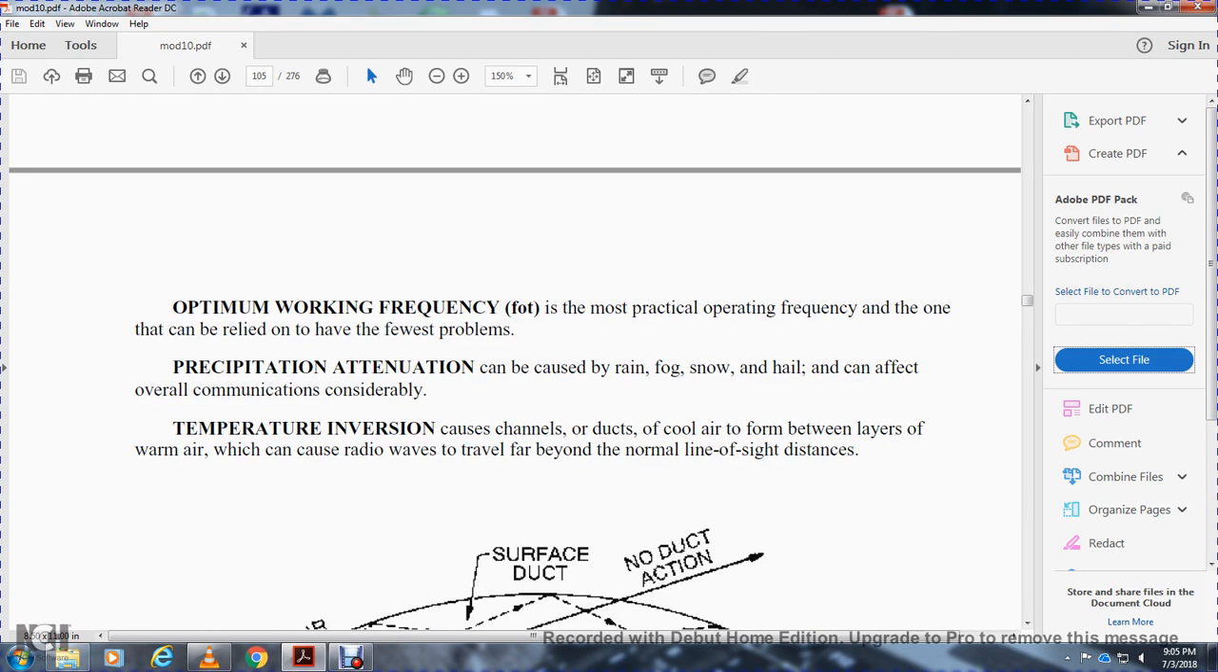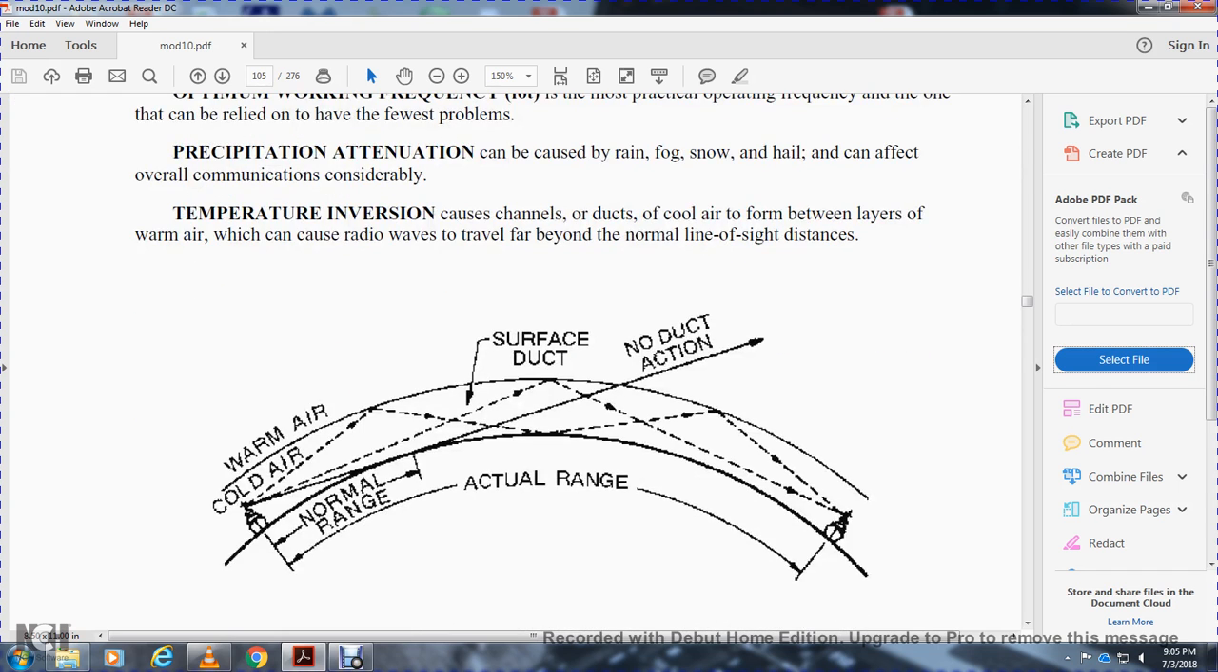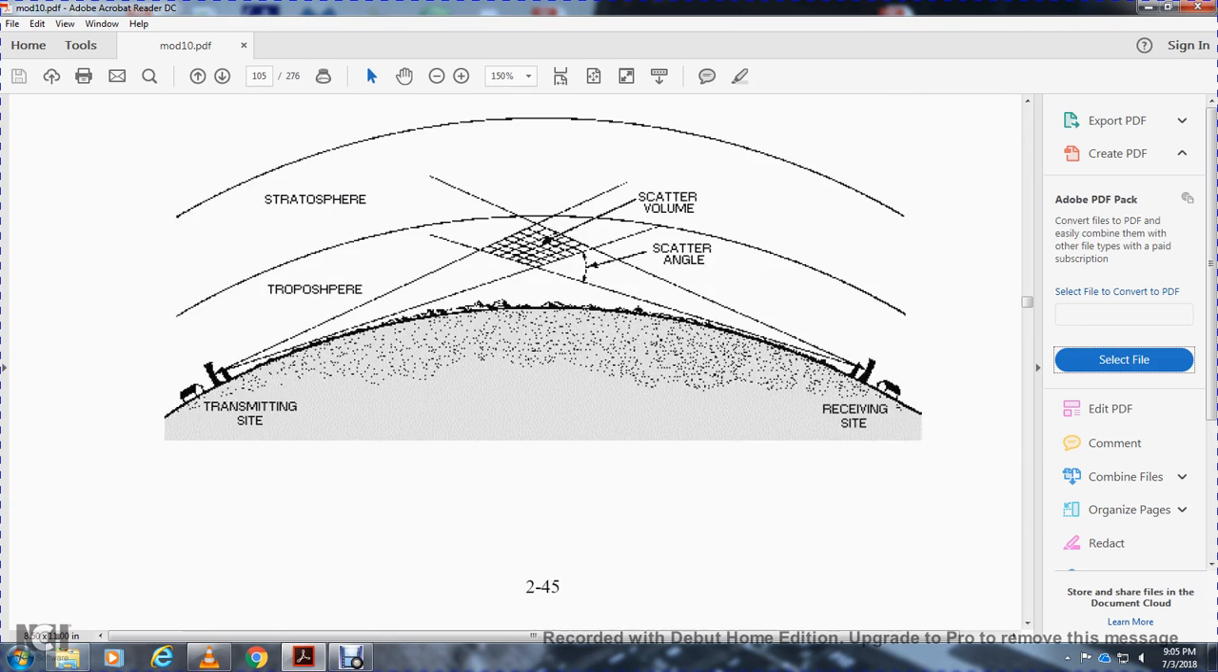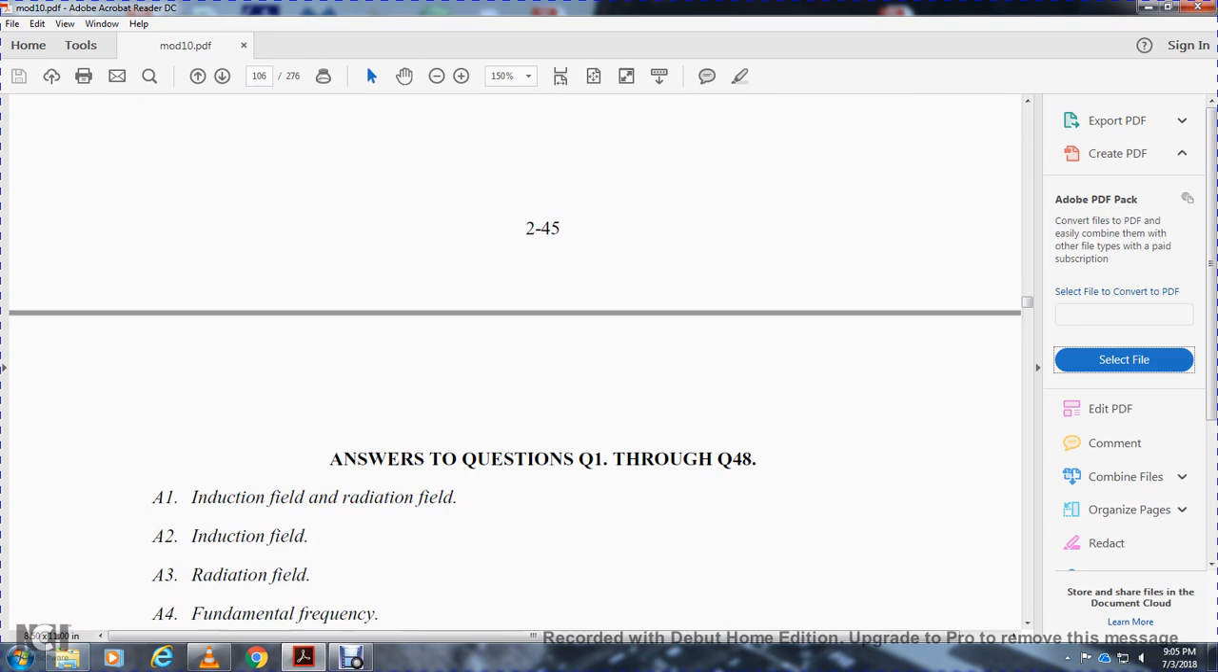Temperature inversion causes channels or ducts of cool air to form between layers of warm air, which cause radio waves to travel far beyond the normal line of sight distance. Tropospheric propagation uses this guiding principle to achieve beyond line of sight radio communication within the troposphere. And that was the Chapter 2 summary.